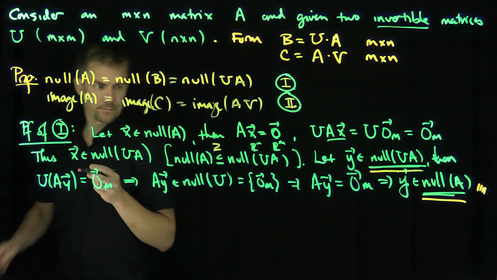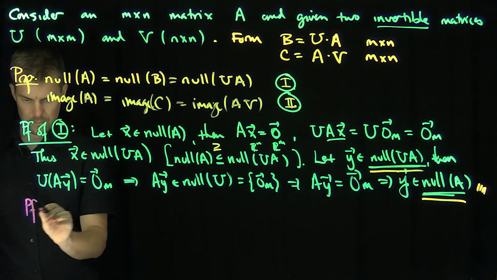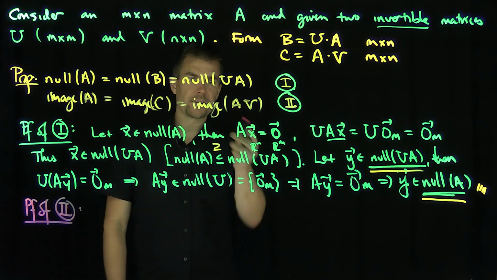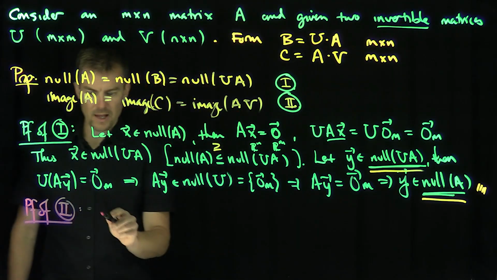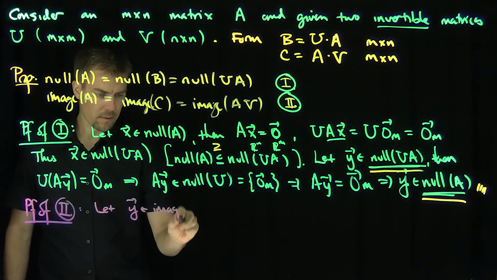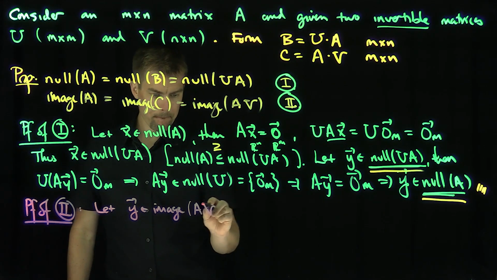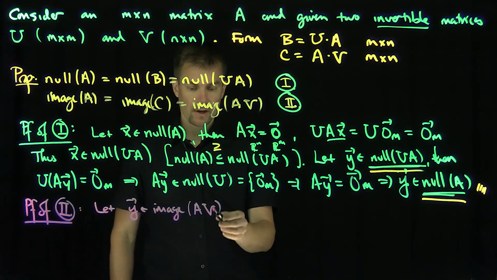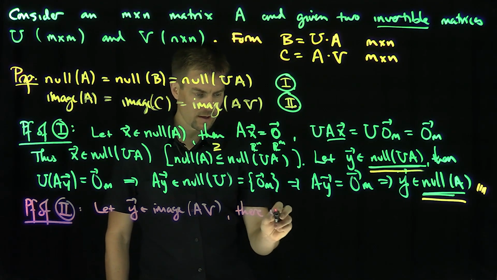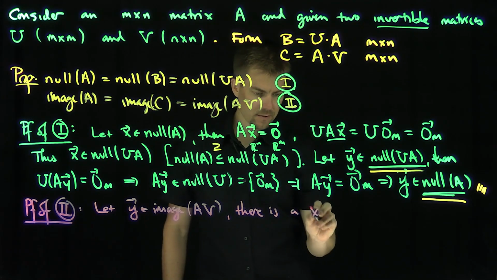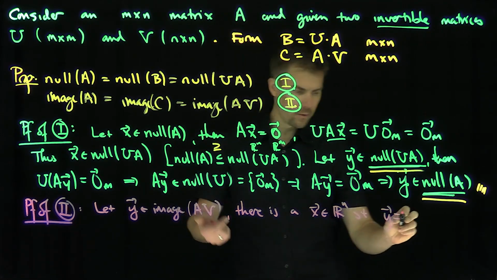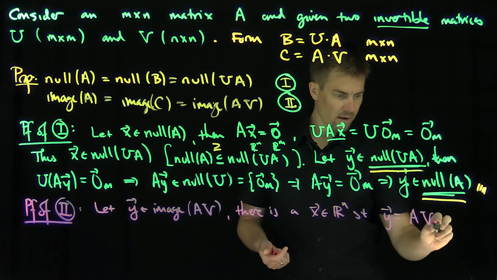Let's prove number 2 now by the same sort of reasoning. The proof of 2 is very similar. So what's the easy direction now? The easy direction is to start over here, right? So let y be in the image of A times V, right? That means there exists an x in Rn, because now it's n by n, such that y is equal to A of V of x.